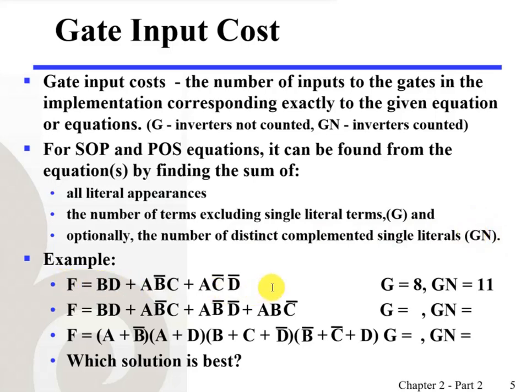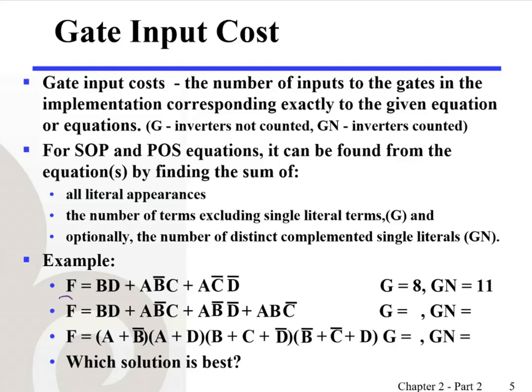If you take a look at this example, it will be clear. For the following function, we can identify G and then Gn, gate input and gate input with NOTs. So these values are not correct. Let's count. First, all literals: L is equal to 8. 1, 2, 3, 4, 5, 8. Plus the number of terms. We have 3 terms: first, second, third. So G is equal to 11.